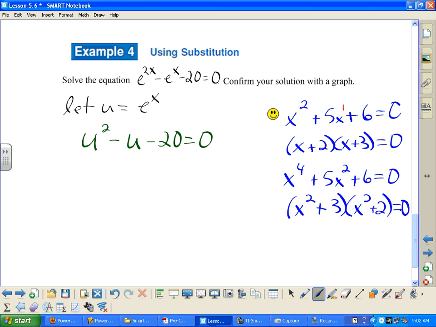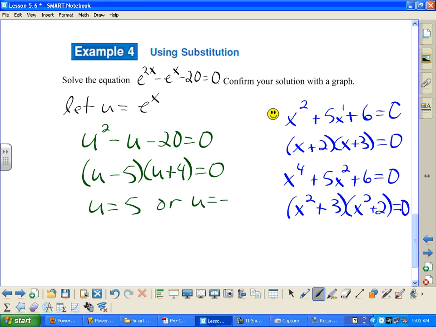It makes more sense using the u's here, because we just see something squared in u, where the e to the 2x makes it a little more difficult. So now I can factor this and say it's u minus 5 times u plus 4 is equal to 0. So u equals 5 or u equals negative 4.